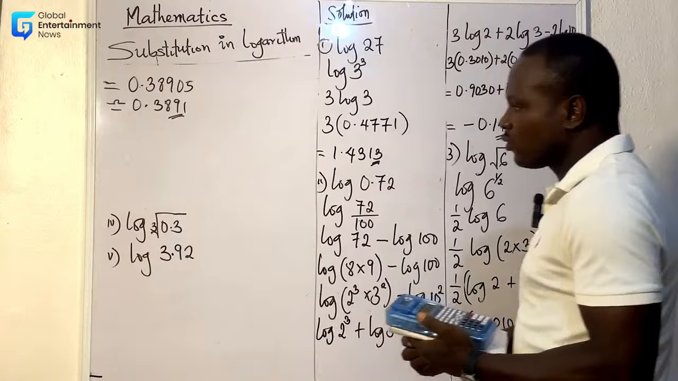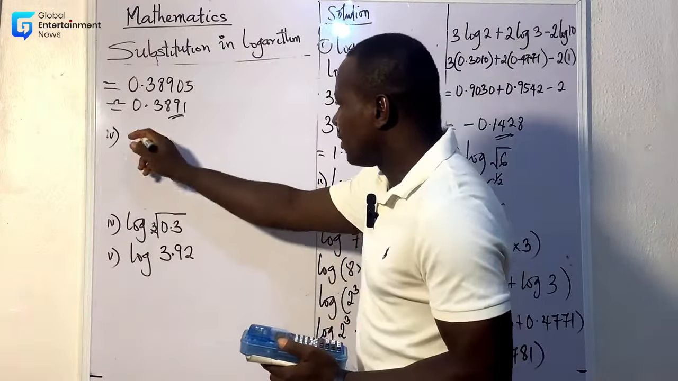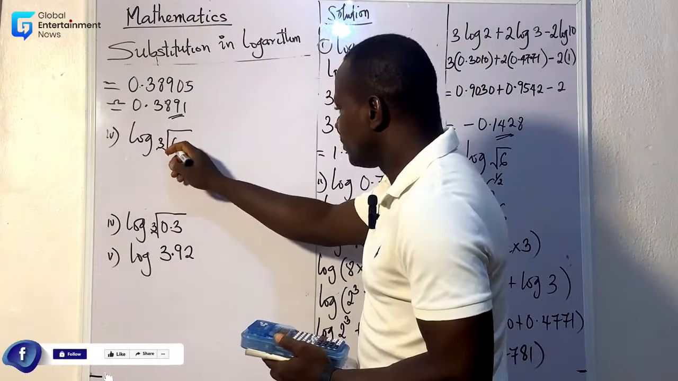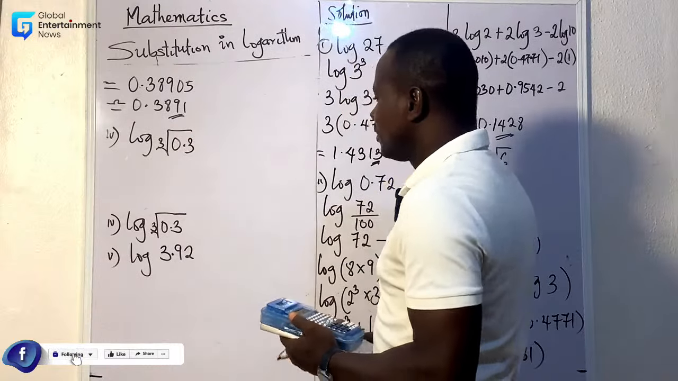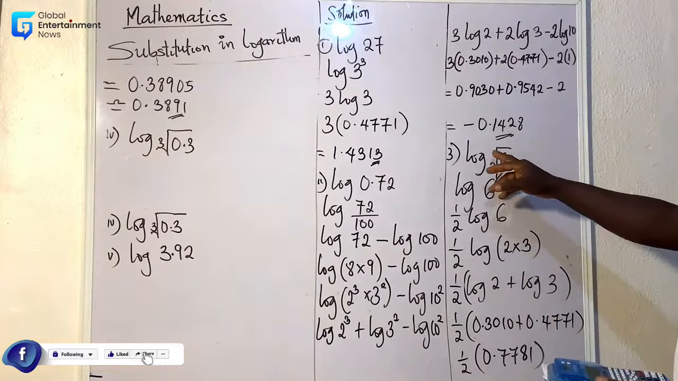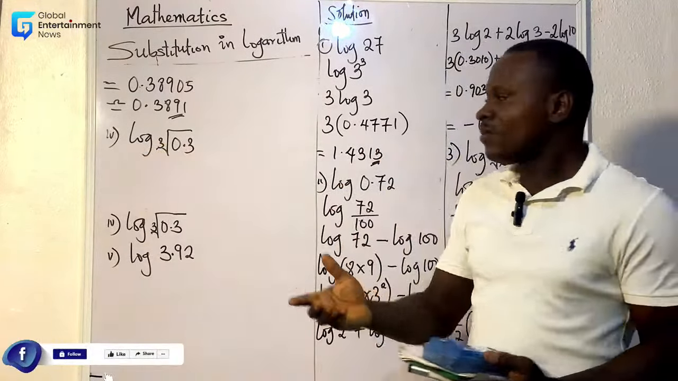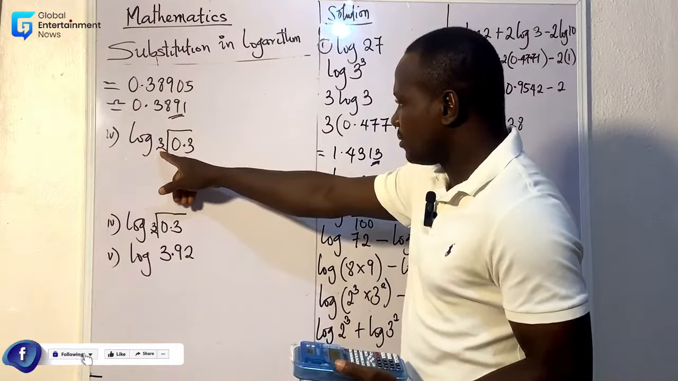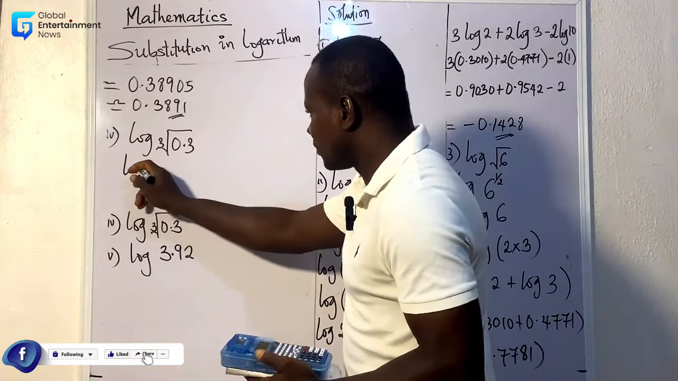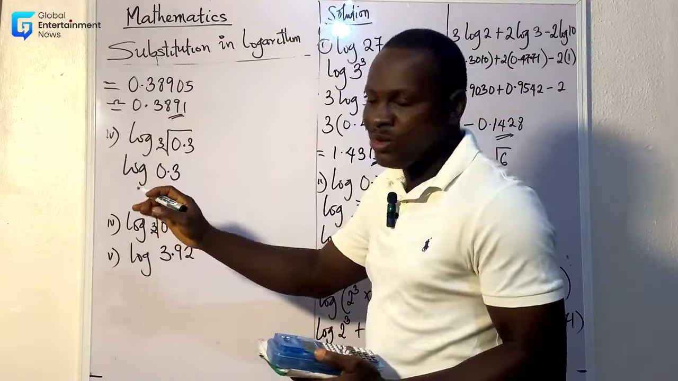Now, for the fourth question, IV, we have log cube root 0.3. Log cube root 0.3. And if you could remember, like we did to this one, this is second root, this is third root. So what do we do? We carry the cube root, and we make it as power. So it should now be log 0.3 raised to power 1/3.